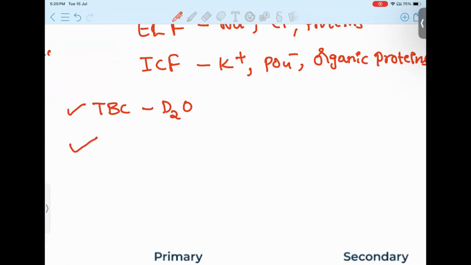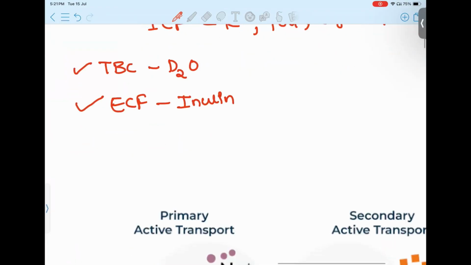Next, coming to the ECF, you can calculate the ECF using inulin. Inulin is neither secreted nor absorbed by the kidney, so it will be completely excreted. Inulin is commonly used for the ECF, and you can also measure the plasma.